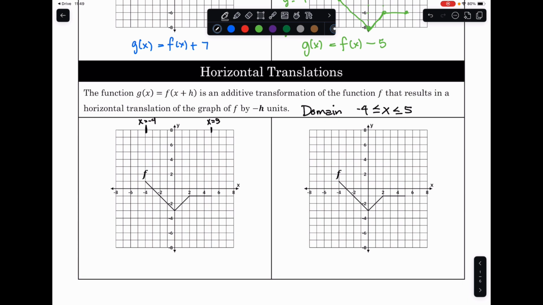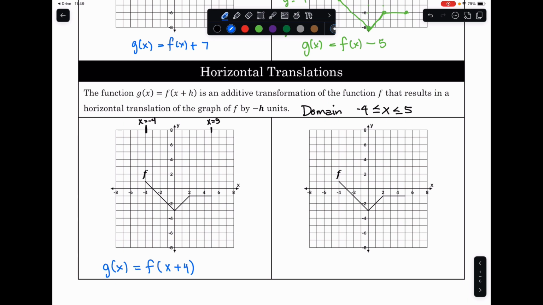So let's see how the domain changes when we shift things horizontally. Let's say I want to shift this horizontally, and I want to create this new function g by adding, let's say, 2. Well, that's not going to be enough to see a difference. Let's say 4. So let's say we're adding 4.